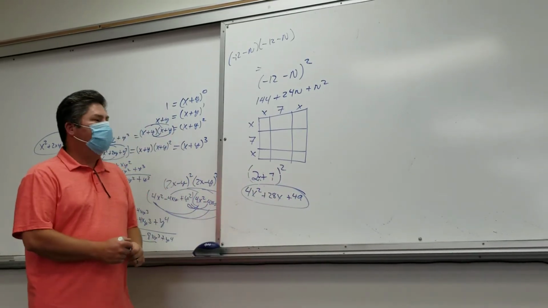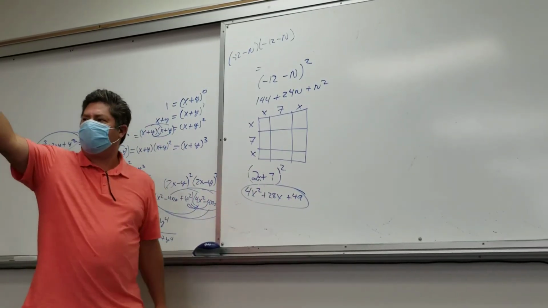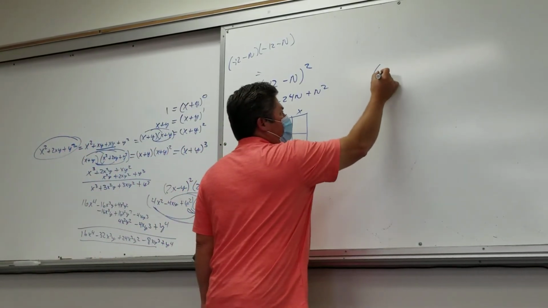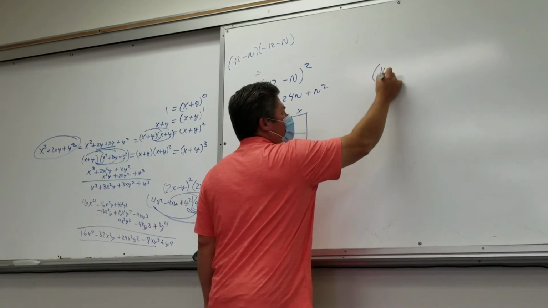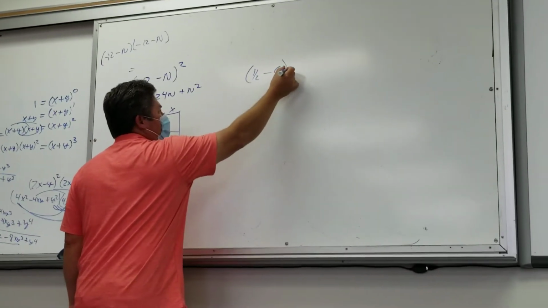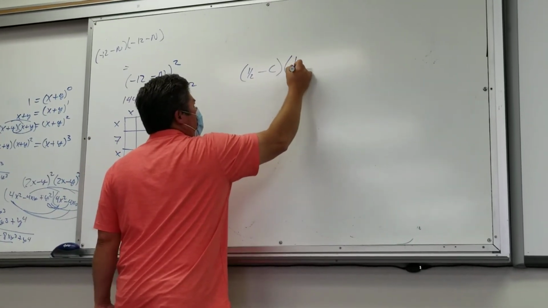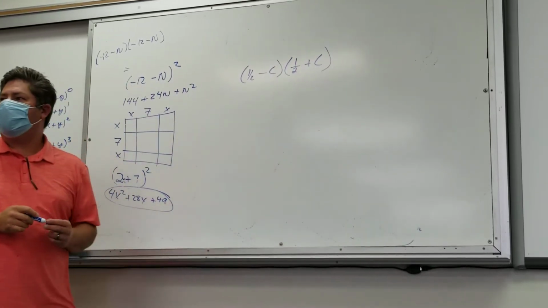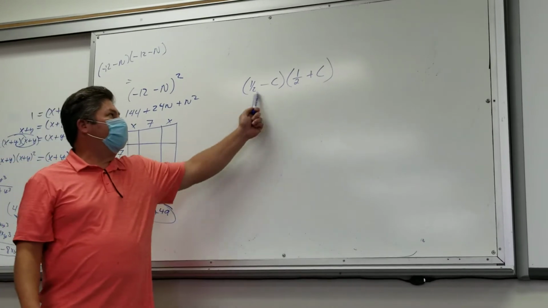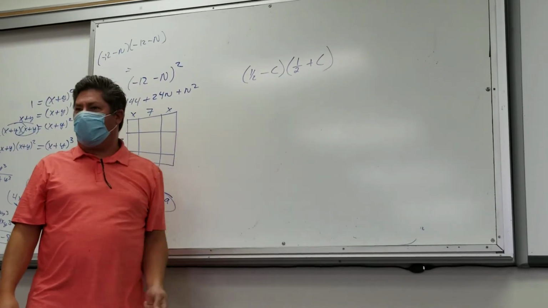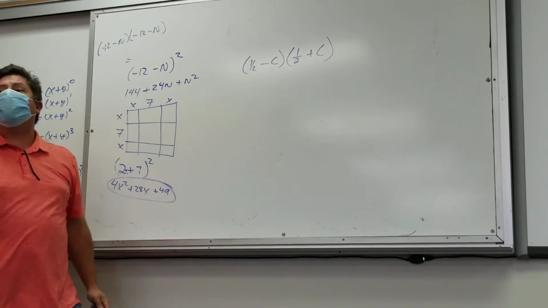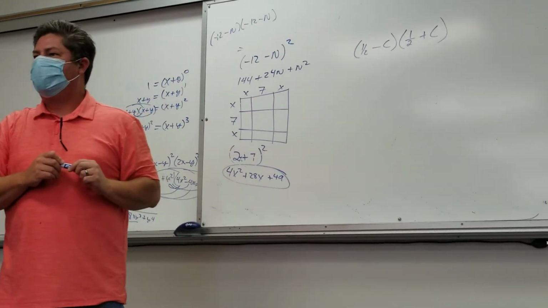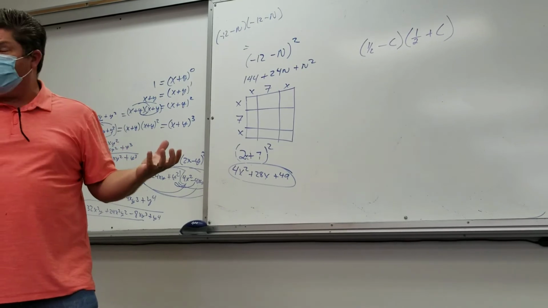So, okay, next one. What's your name? Aspen, go ahead. Parentheses 1/2 minus c, 1/2 plus c. What are these called? We talked about it last time. They're exactly the same, one's negative, one's positive. They're called conjugates. What will happen with the outside and inside terms? Yeah, they add to 0.